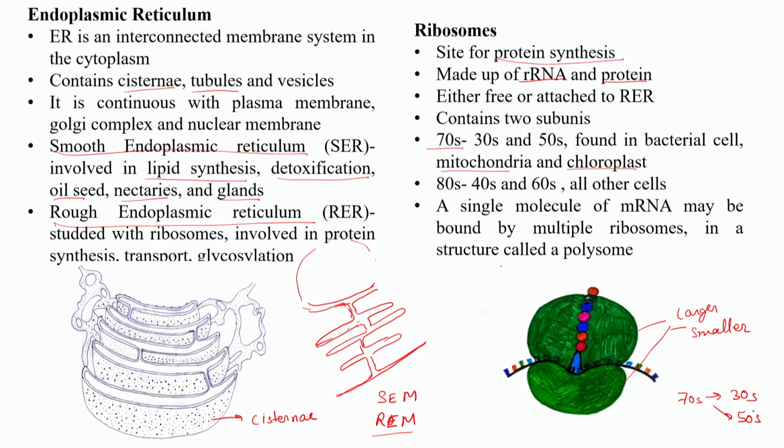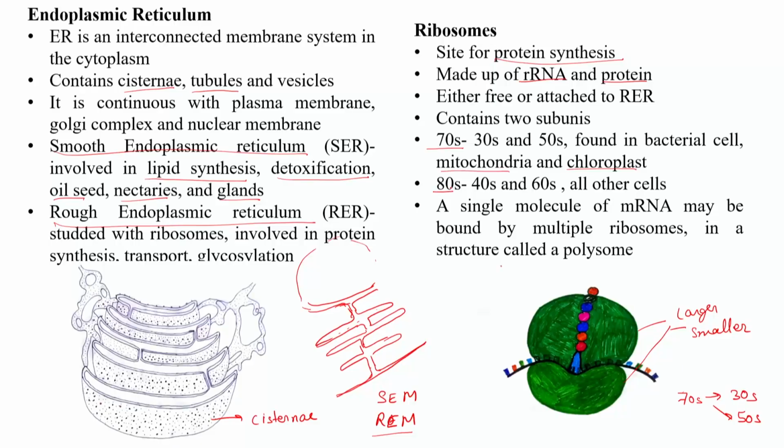Now, S is the sedimentation coefficient. In eukaryotic cells, apart from the mitochondria and chloroplast, the ribosomes found in the cytoplasm as well as studded on the endoplasmic reticulum are the 80S type, which has a larger subunit of 60S and a smaller subunit of 40S.